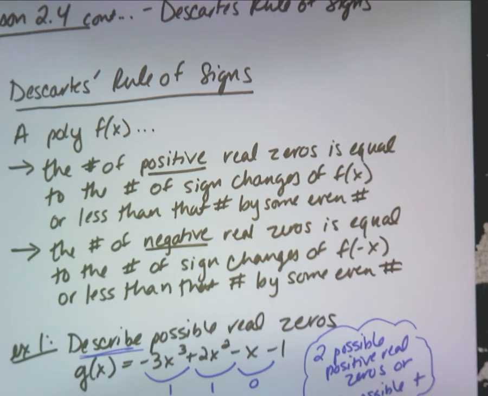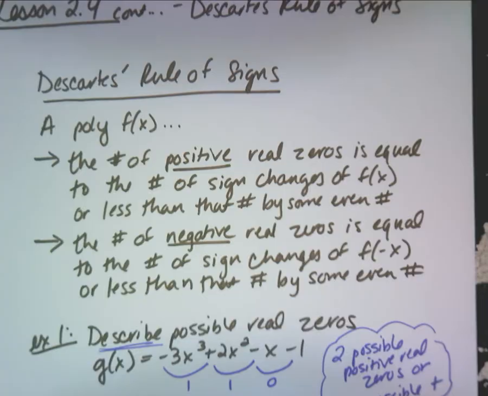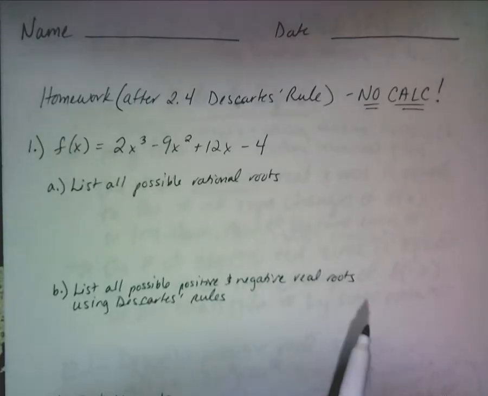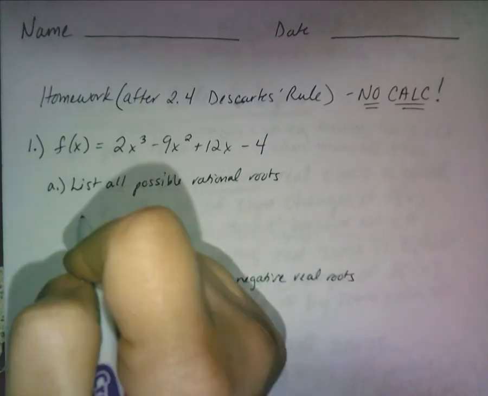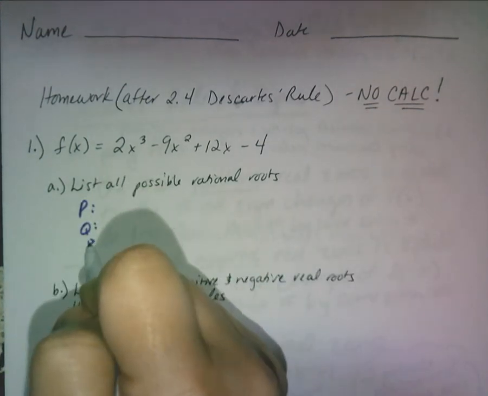So I'm going to pass out this worksheet to you. I have it here. A, list all the possible rational roots for me. That's all the P's over Q. Go ahead, do that one for me. List your P, list your Q, and then list your P's over your Q.